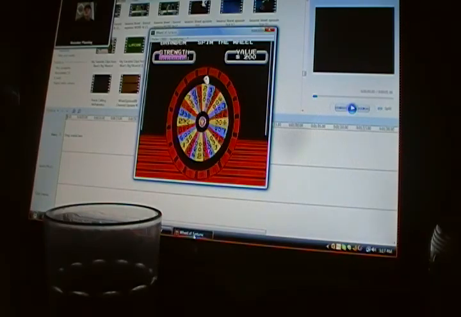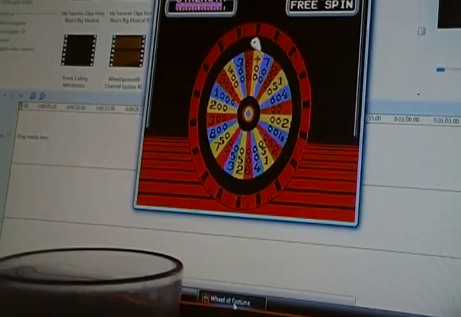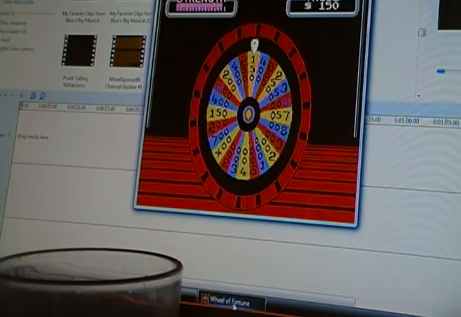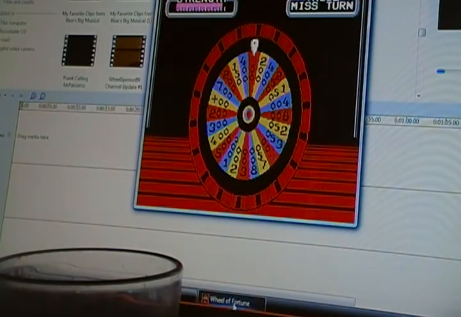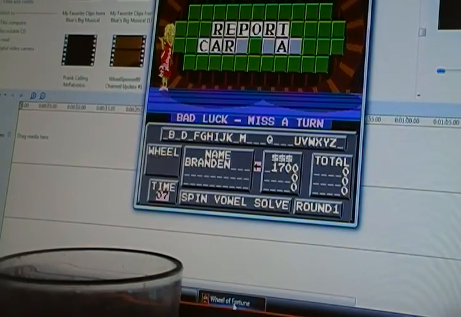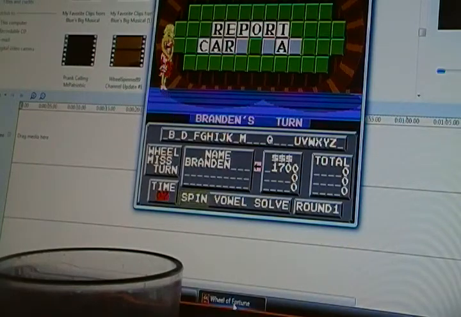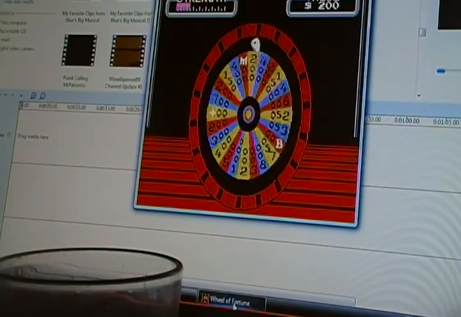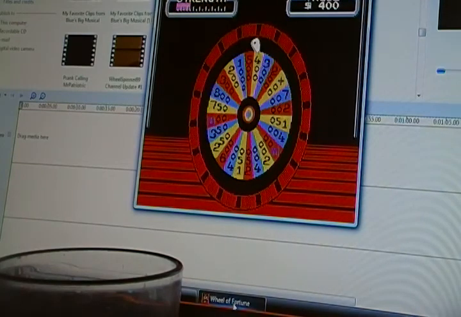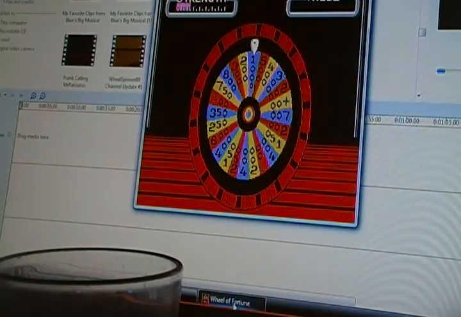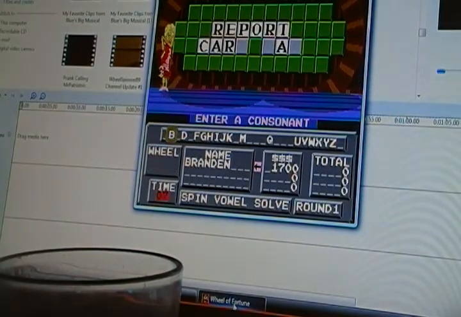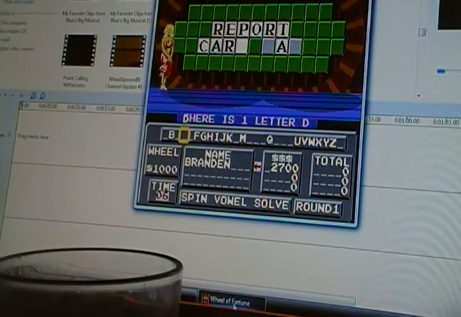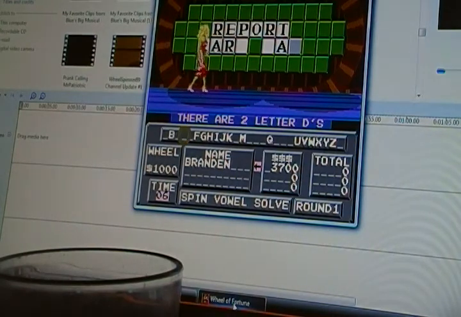After Brent's turn, I'll do my turn. Okay, spin again. 1,000 for you! A D? Yeah, D. You have $3,700. So it's 2 D's.